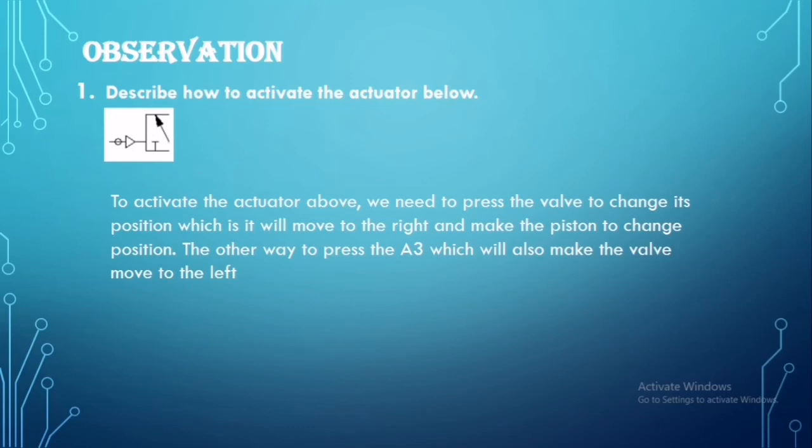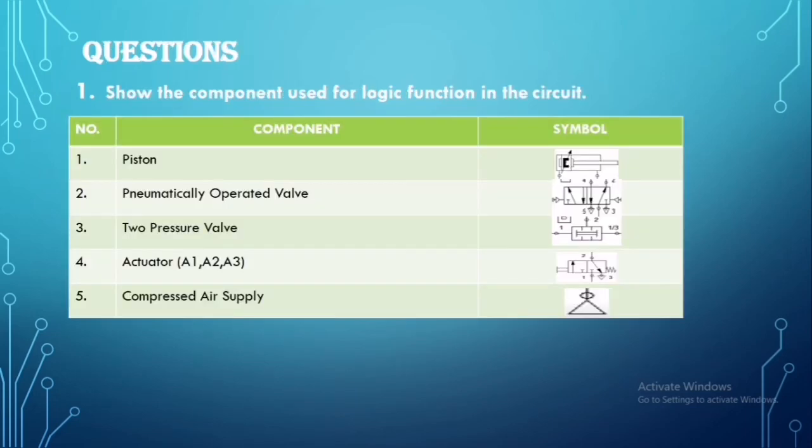Let's see the observation. Describe how to activate the actuator below. To activate the actuator above, we need to press the valve to change its position, which will move to the right and make the piston change position. The other way is to press the A3, which will also make the valve move to the left. Okay, let's go to the question.